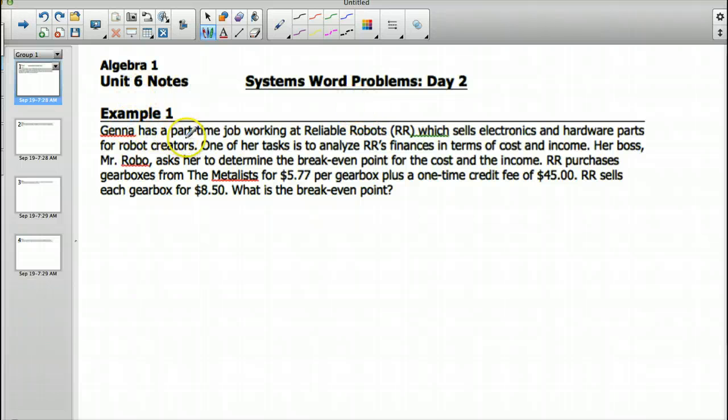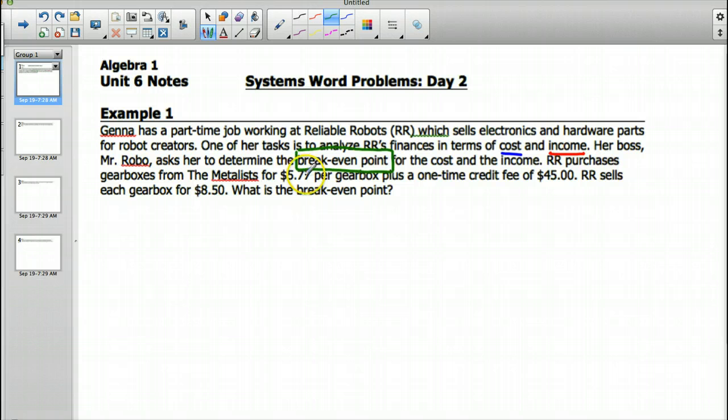For this one we have Jenna working a part-time job at Reliable Robots, which sells electronics and hardware parts for robot creators. And one of her tasks is to analyze the company's finances in terms of the cost, so how much it costs them to actually run the company, and the income, so that's how much they actually make. Her boss, Mr. Robo, wants her to determine the break-even point for both the cost and the income.